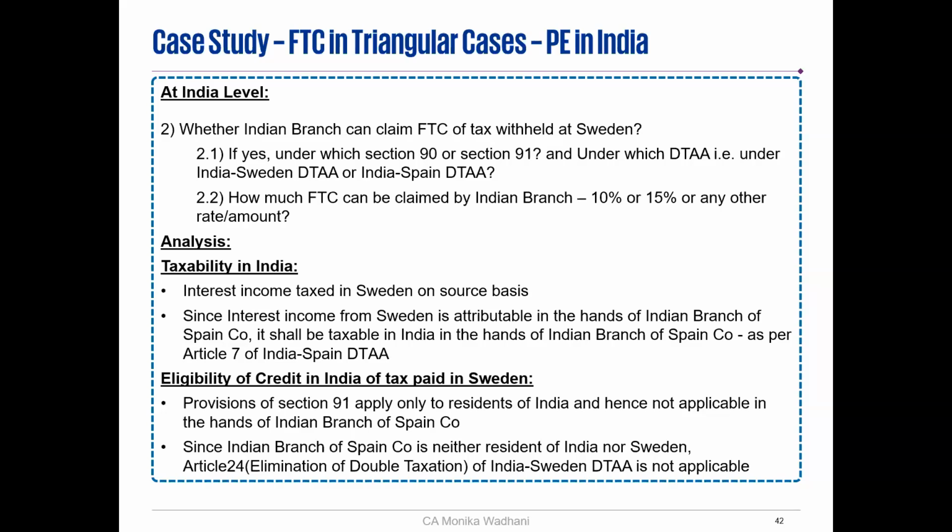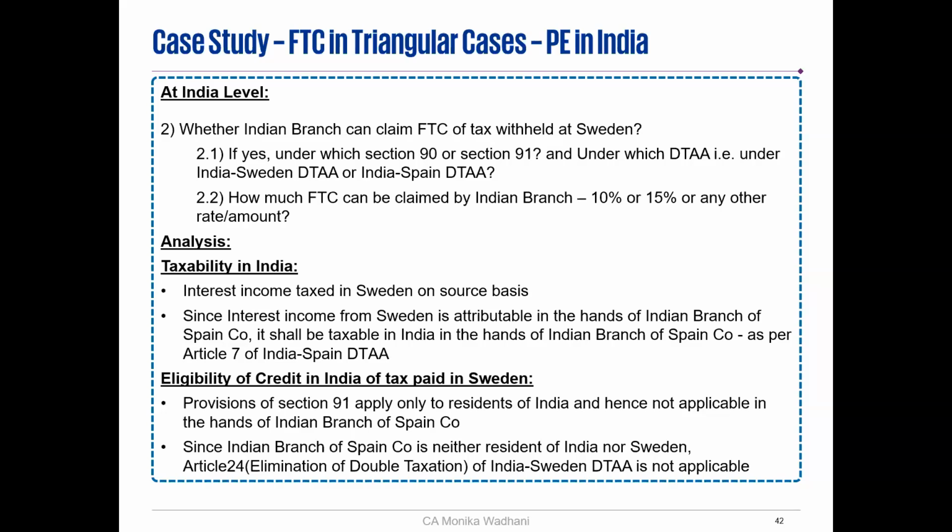So now the question is, if foreign tax credit is to be claimed by this Indian branch, under which treaty will it claim? Will it claim under India-Sweden? Does it have access to the India-Sweden treaty? Or does it have to go to the India-Spain treaty, or which treaty? As we discussed in the earlier slide, because the Indian branch is neither resident of India nor resident of Sweden, it is not eligible for the India-Sweden treaty, and therefore it will not be eligible for Article 24 of the India-Sweden treaty.